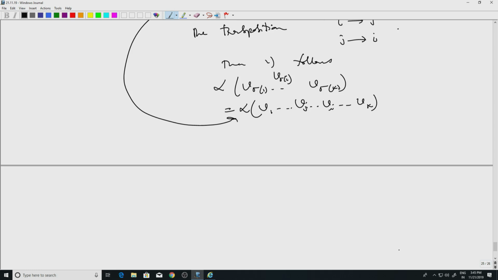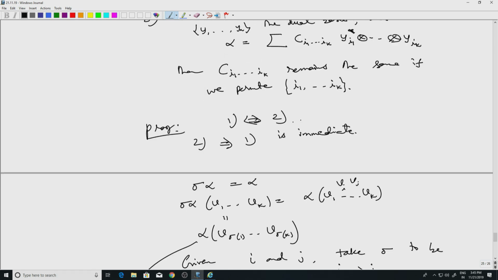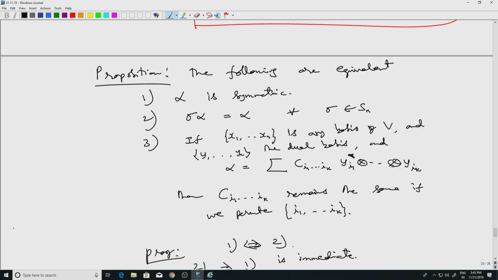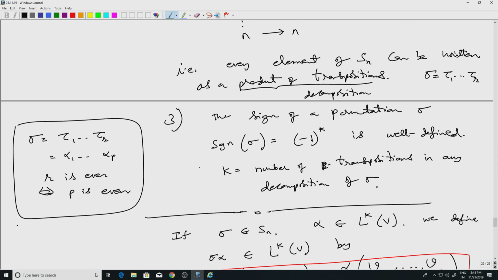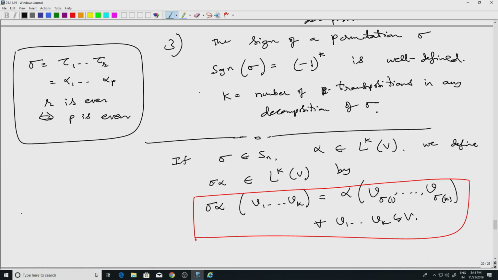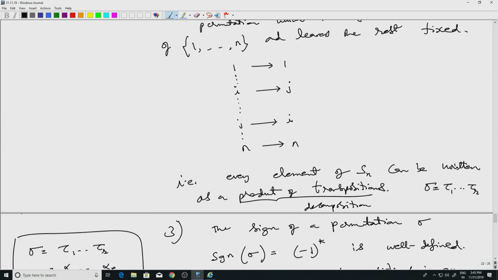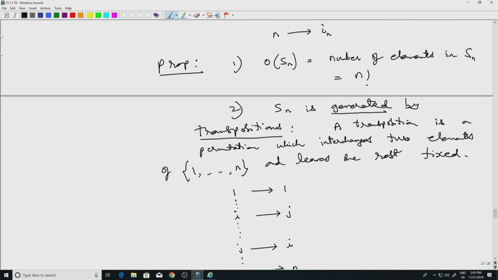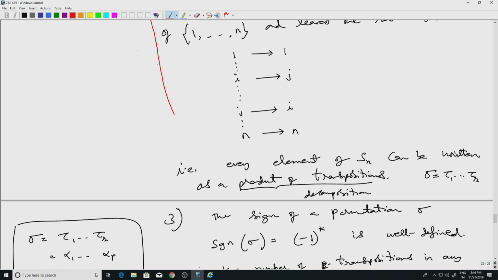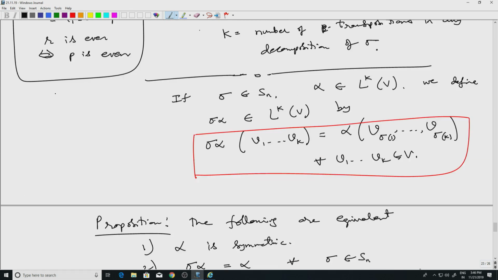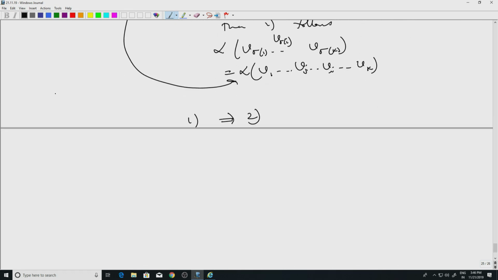As for 1 implies 2, suppose pairwise swapping does not change the value. We are given that. Now we want to know that permuting all the variables will still not change the value. Essentially it follows from this second property that I wrote down here, namely that Sn is generated by transpositions: any permutation can be written as a product of transpositions. So if we use that, then it's clear that 1 implies 2.